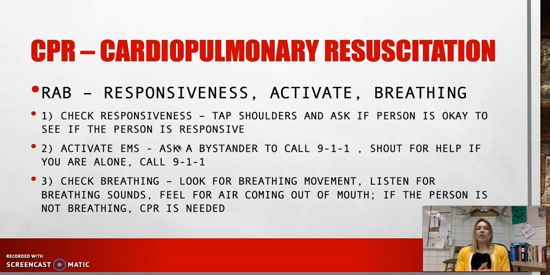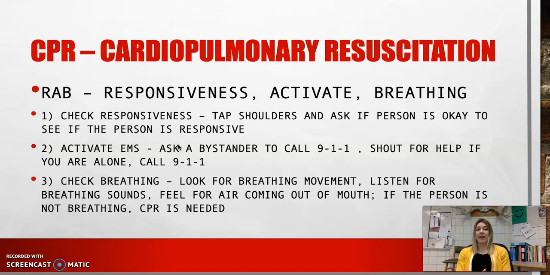So anyways, we think of RAB, which is responsiveness, activate, and breathing. So the first thing that you're going to do is check the responsiveness of the person. So you just tap them on the shoulders just like this, talk into their ears, ask them if they're okay. If they're responsive, they don't need CPR, but they might have some other injury. So you can ask them what they need help with or if they're injured.